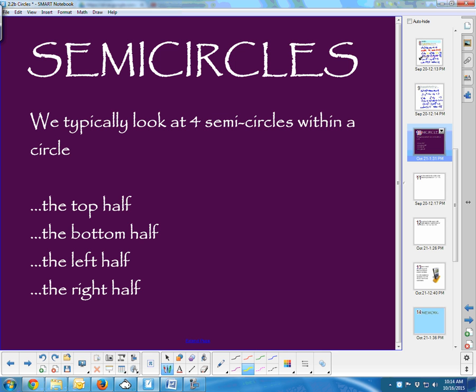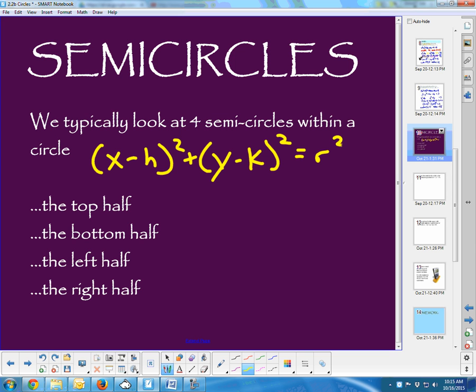If you haven't, as a reminder, (x minus h) squared plus (y minus k) squared equals r squared, where (h, k) is the center of the circle and r is its radius. If we take that and solve for individual variables x and y, we will get the individual semicircles.